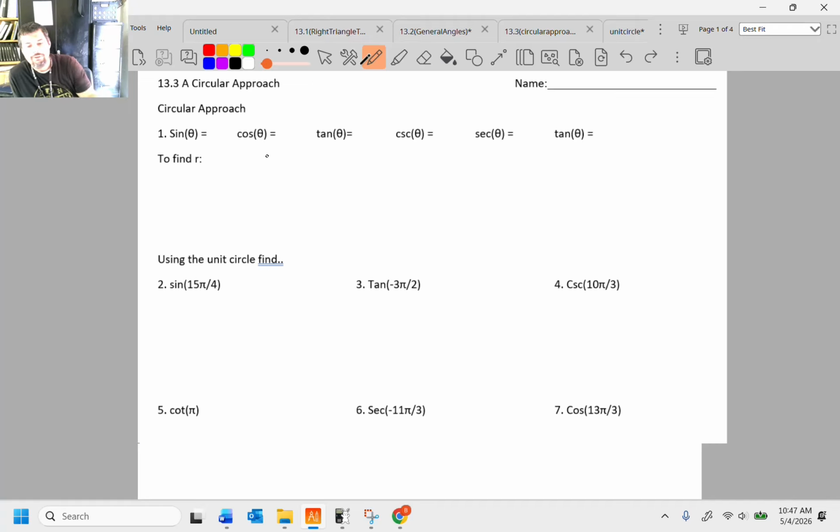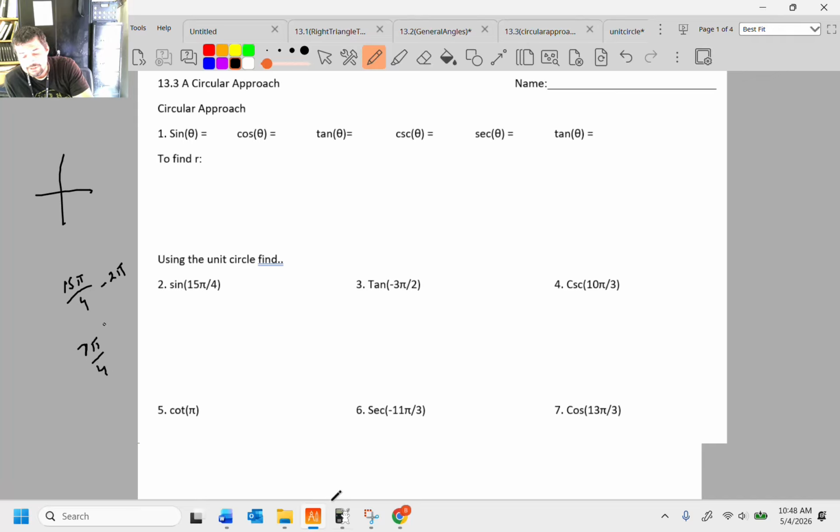All right, 13.3, a circular approach homework. On a couple of these, you're going to see me take away things like 2 pi. Like 15 pi over 4 is not on the circle. But if I take away 2 pi, I should get 7 pi over 4.